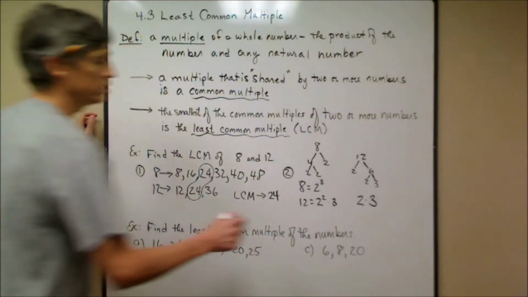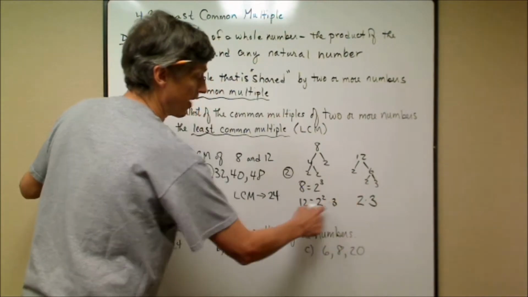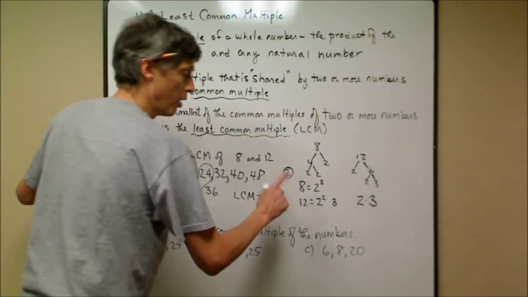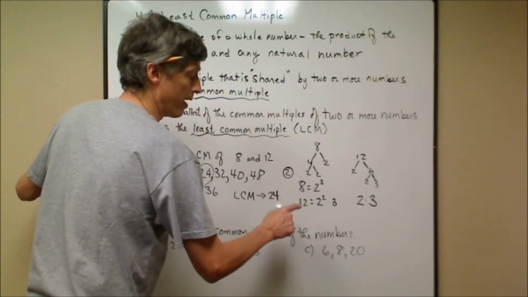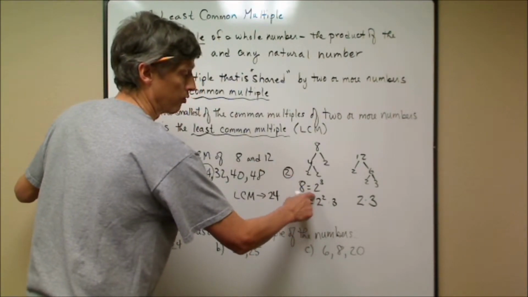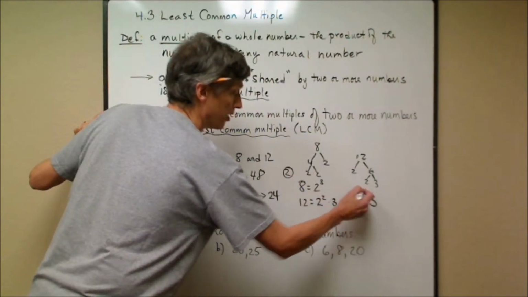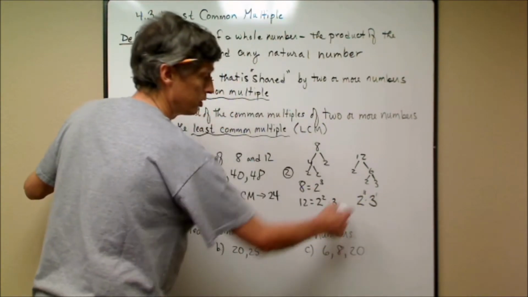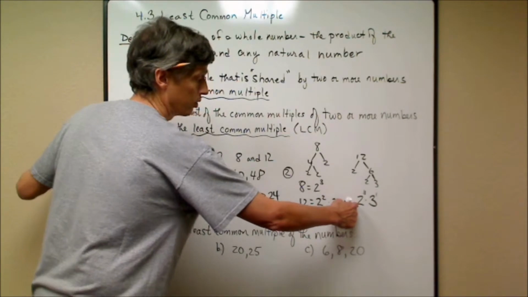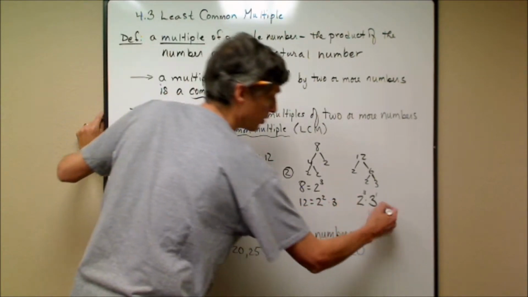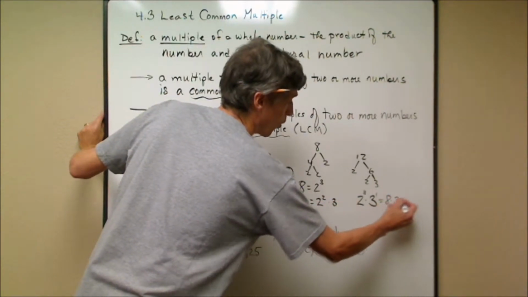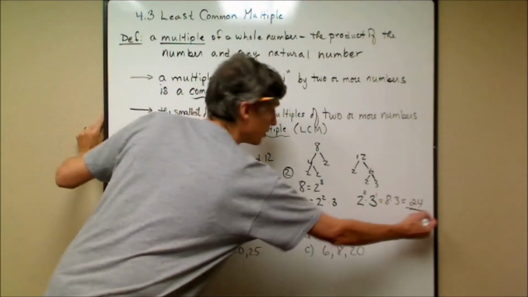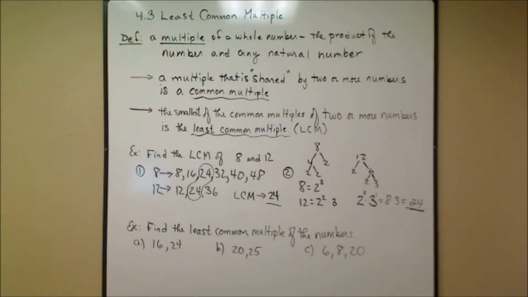And then you look to see how many times each of these factors is used. And you take the most times it's used, not the total. You don't add. You take the greater amount. So in this case, there are two 2s, there are three 2s, so 3 is greater. Here I have one 3. I don't have any 3s here, so one of those. And 2 to the third, remember, is 2 times 2 times 2. That's 8, so this is 8 times 3, or 24. And either way I do it, you can see I have the same least common multiple.